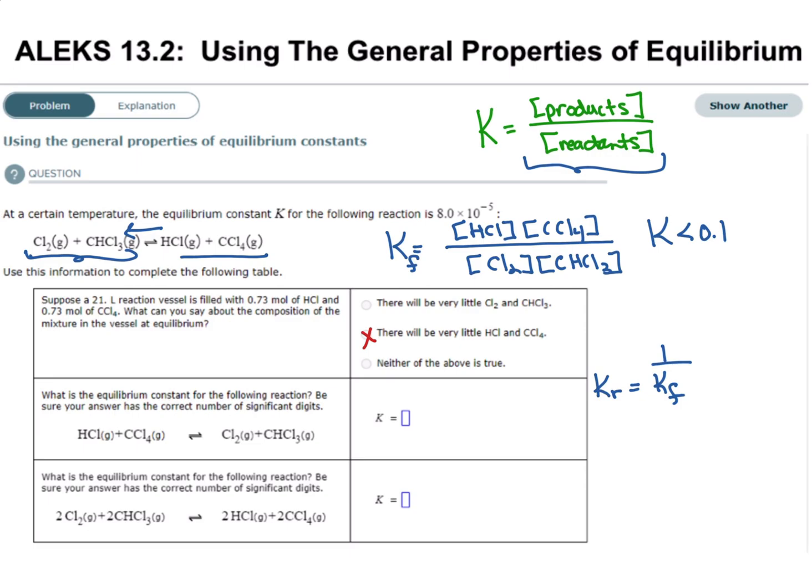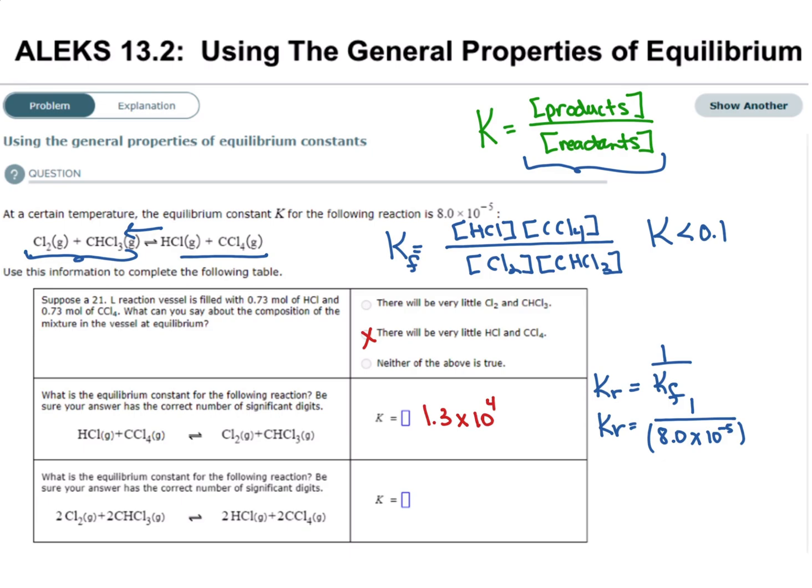So all I have to do is say 1 divided by 8.0 times 10 to the negative 5. And our final answer would have 2 sig figs. So 1.3 times 10 to the 4th. Remember that the equilibrium constant has no units.